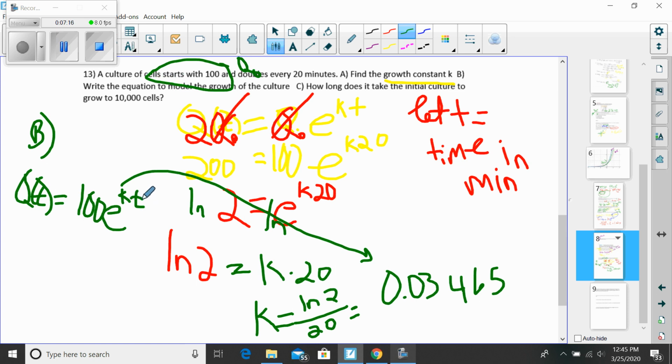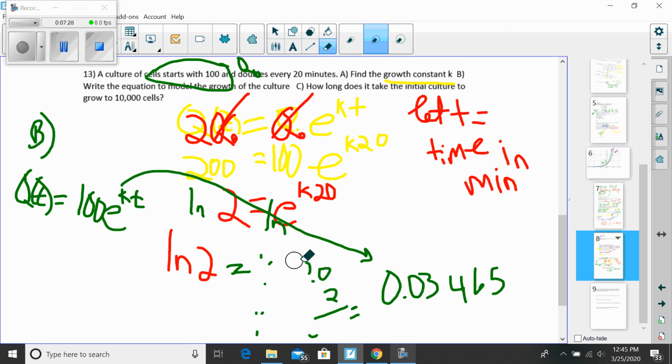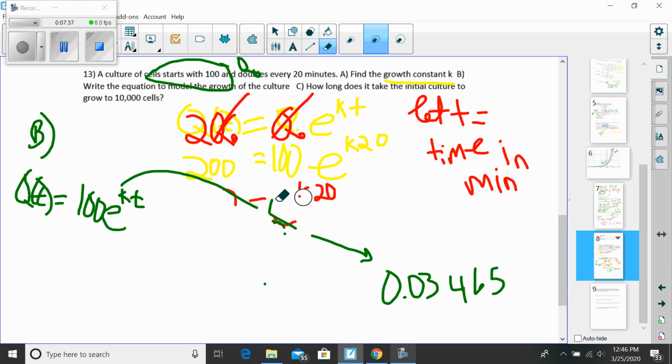Okay, but there's my formula. So when I go to use that formula, I'm asked in letter C, how long does it take for the initial culture to grow to 10,000 cells? So let me erase some of this. I can do letter C right here. So I'm going to grow to 10,000 cells. So you take a minute and set this up. Pause the video, set this up, and see if you can get a solution.